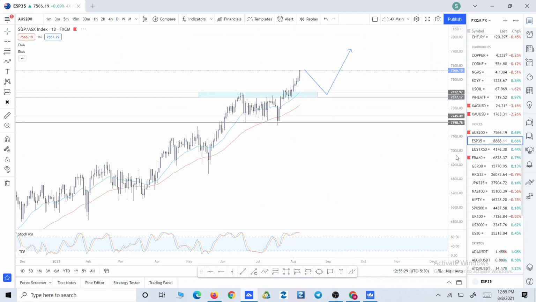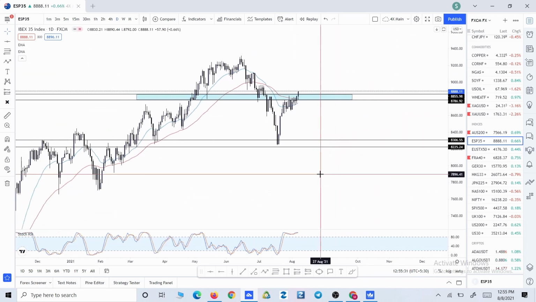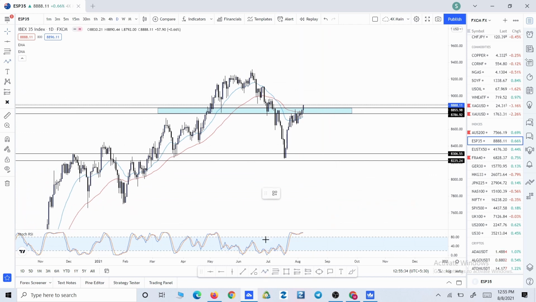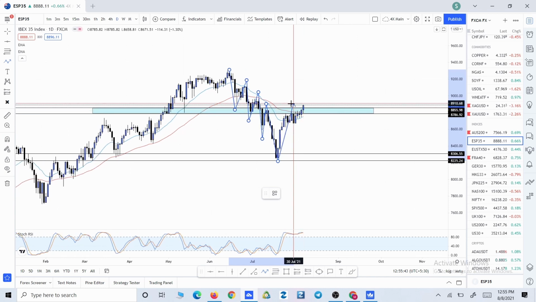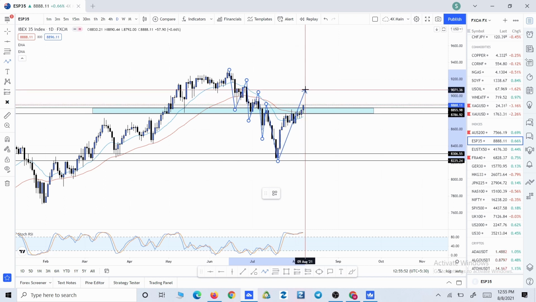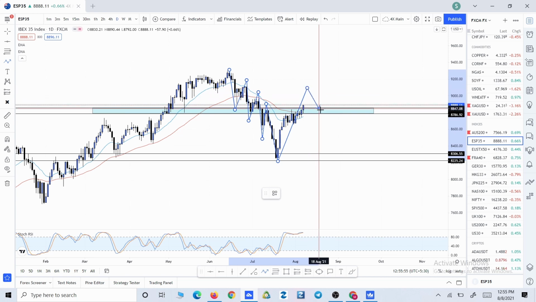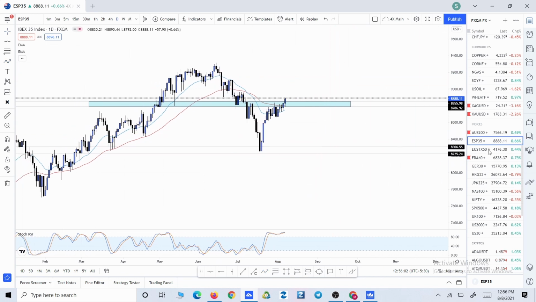Now next, let's talk about ESP 35. As you can see, the market was consistently making lower lows and lower highs. So low, lower high, lower low, lower high, lower low, lower high, lower low, and now price broke and closed above the previous high. So because the price already closed above the previous high, we are expecting price to make a strong move to the upside and then give us a retracement back into the zone to go long. So that's about ESP 35.